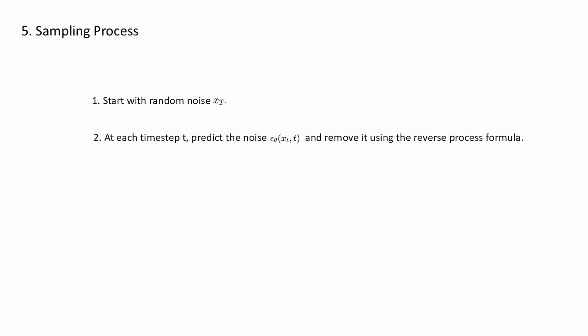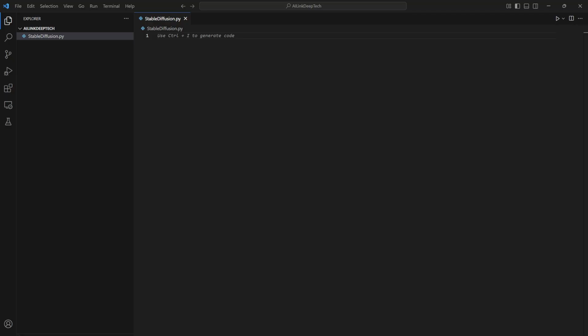1. Start with random noise xt. 2. At each time step t, predict the noise epsilon and remove it using the reverse process formula. 3. Repeat this process until reaching t equals 0, where the model outputs the generated image. Now we implement the Stable Diffusion code.